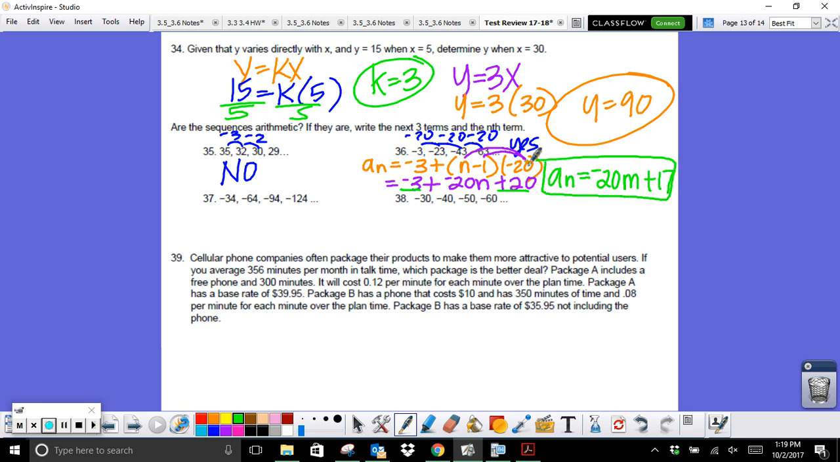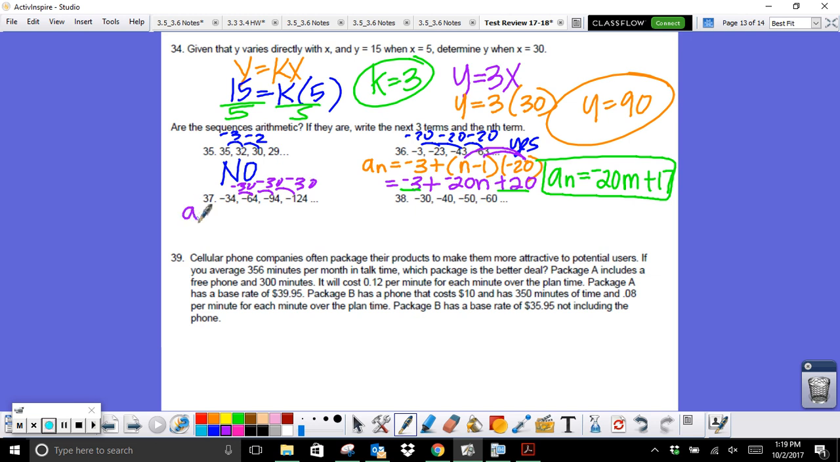So that's my answer here, 37. First I'm going to check to see if this is arithmetic. And this one is because they're all going down by 30. So we're going down 30, down 30, down 30.